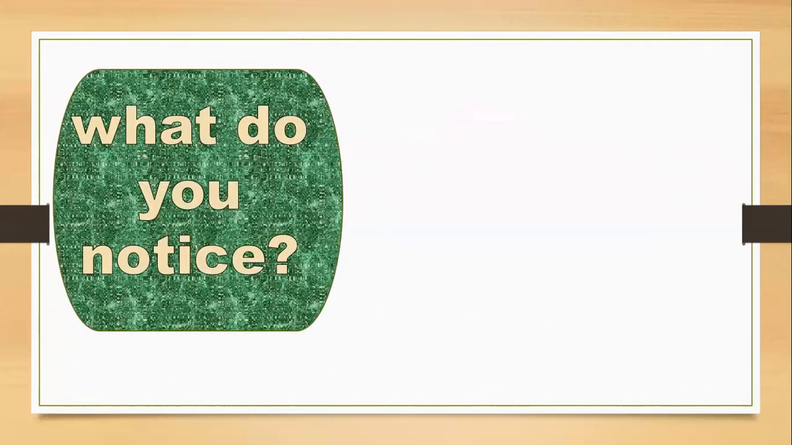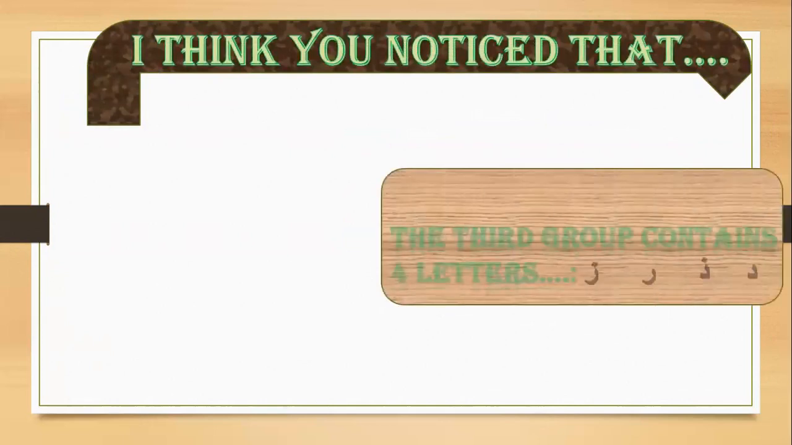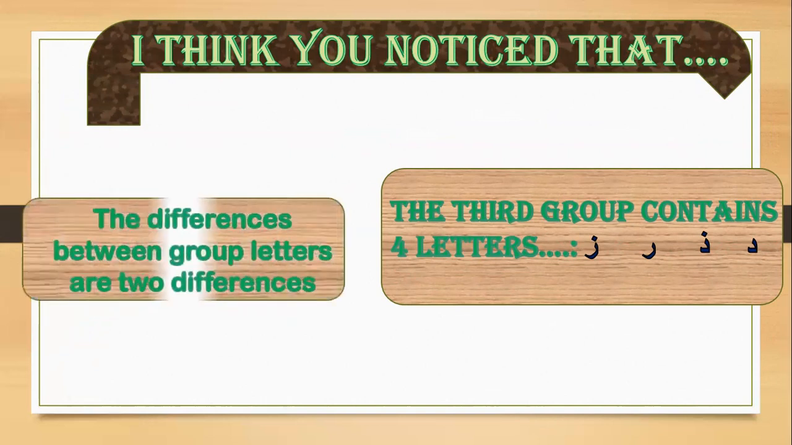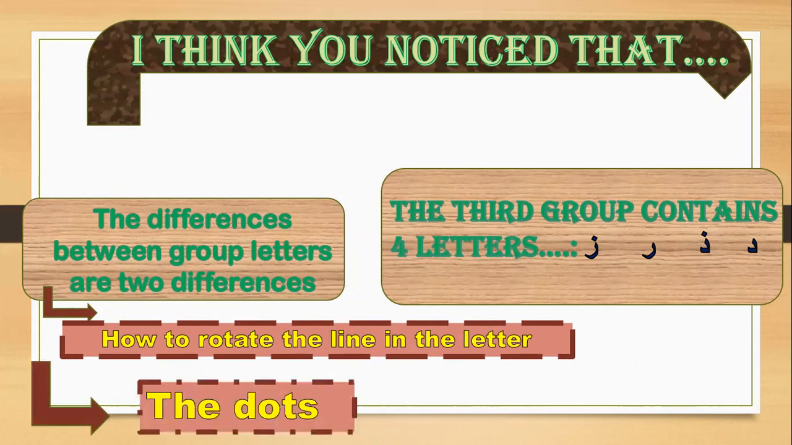What do you notice? I think you notice that the third group contains four letters: dal, dhal, ra, zai. The difference between the group letters is two differences. How to rotate the line in the letter? The dots.